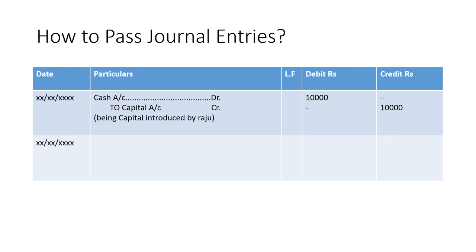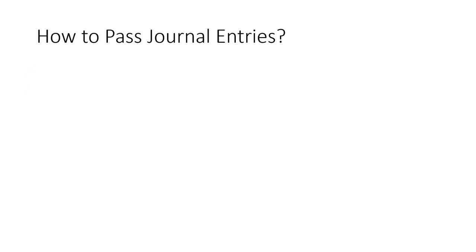What is important is the first two lines: which account is being debited, which account is being credited. Cash account is debited because cash is coming in, and capital account is being credited because capital is a personal account. So credit the giver. Who is the giver? Capital. Capital means owner. Owner is who? Raju. So this is a very basic transaction. Let's try some more transactions.